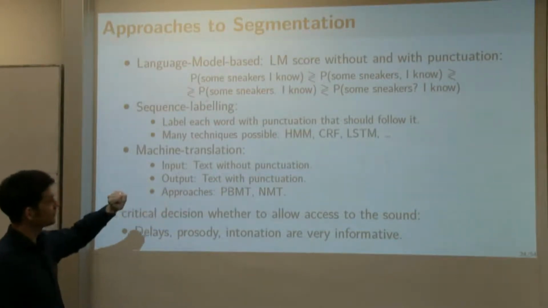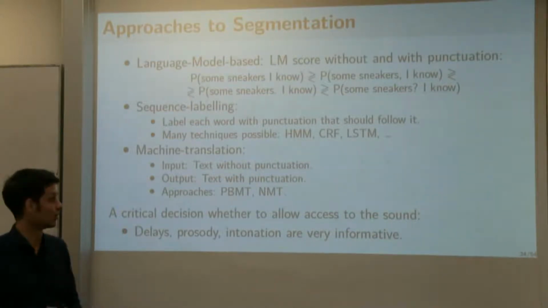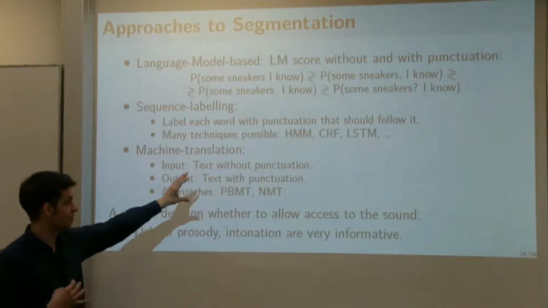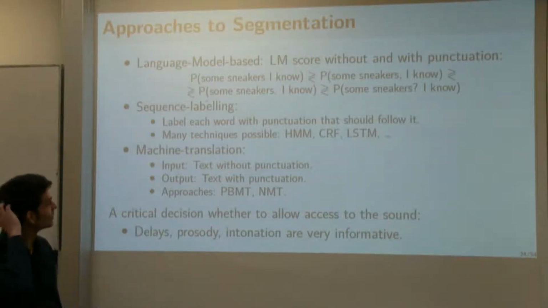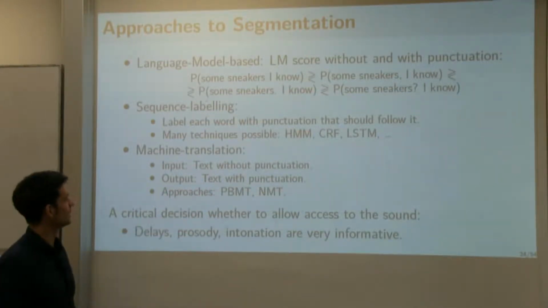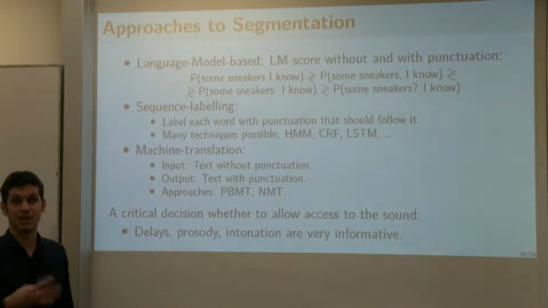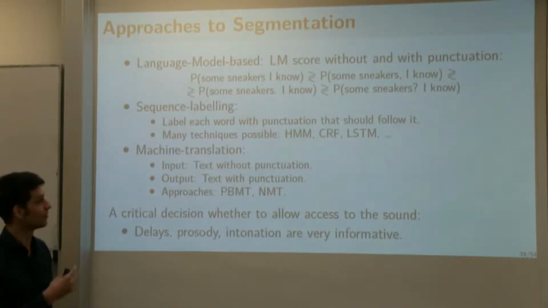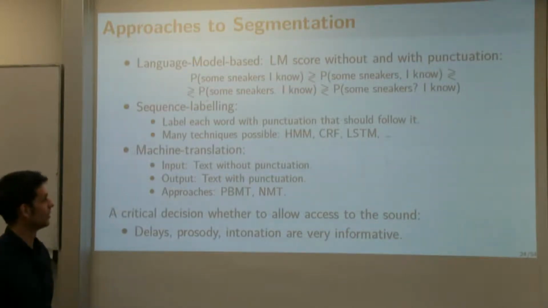In the setups that I've discussed so far, I have not mentioned whether we are using the sound information at all or not. If you go for machine translation, then probably you wouldn't find an easy neural MT system that would expect the sound. Especially in phrase-based MT, there wouldn't be any chance to include the sound. In sequence labeling, again, it depends on the architecture. Sometimes it may be easier to feed in the original sound, and sometimes it would be difficult. And in the language model-based approach, there is no way to include the sound.